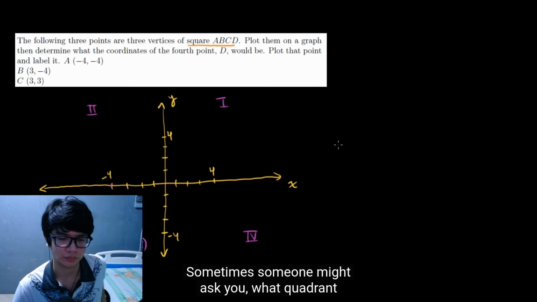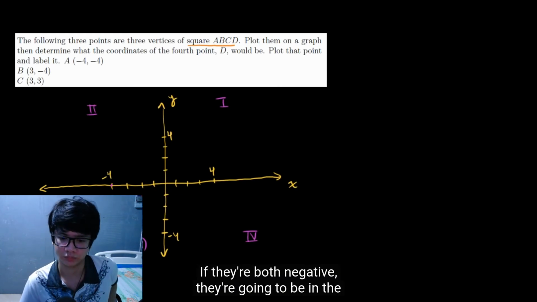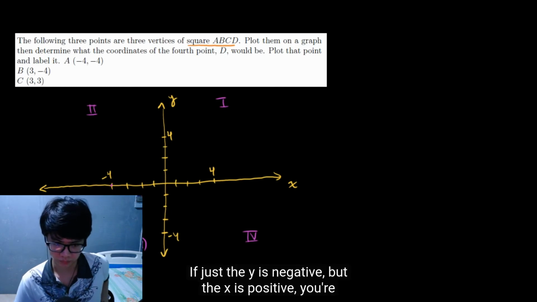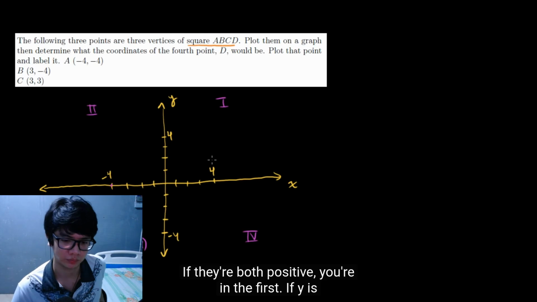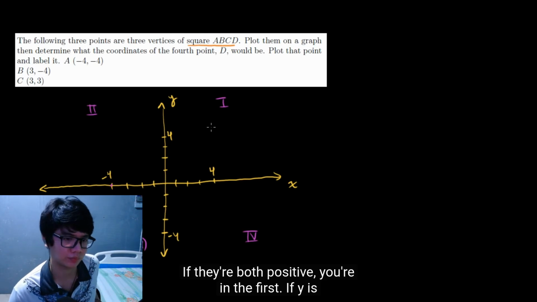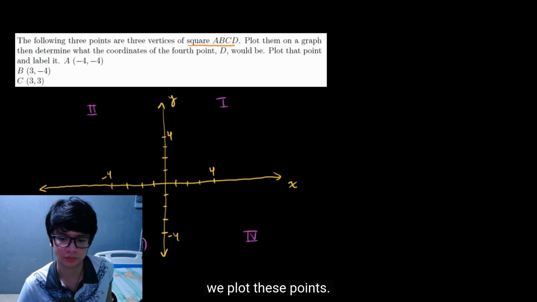Sometimes someone might ask you, what quadrant is that point in? And you just say, oh, okay, I see. If they're both negative, they're going to be in the third quadrant. If just the y is negative, but the x is positive, you're going to be in the fourth. If they're both positive, you're in the first. If y is positive but x is negative, you're in the second. And we'll talk a little bit about that as we plot these points.